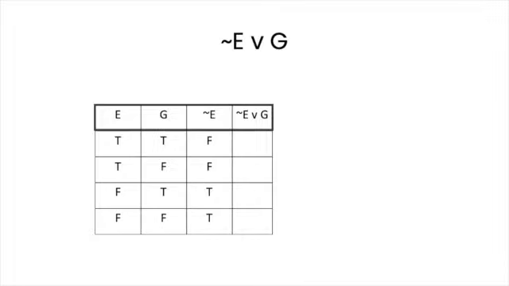Finally, we make another column for our target sentence, not E or G. To assign truth values to the column, we use as a guide the truth table or valuation rule for the disjunction. Also, notice that we already have one column for each of the disjuncts, not E and G. So we use the values in these columns as inputs.